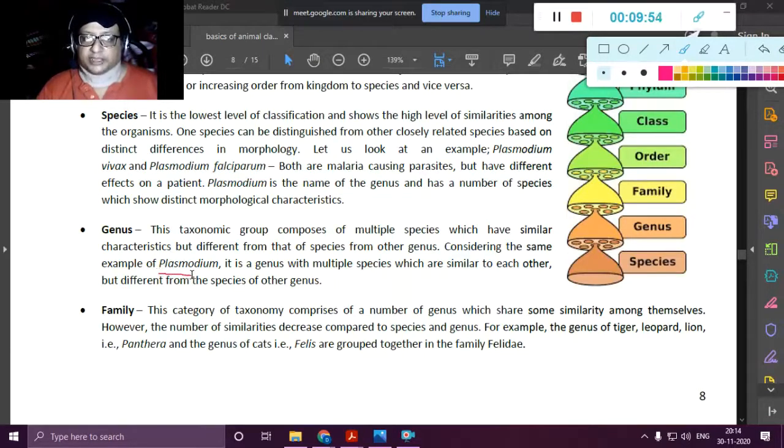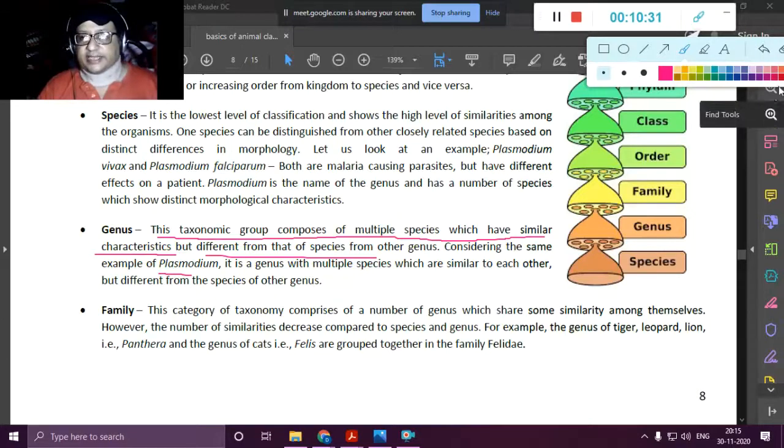So Plasmodium is the genus name. This taxonomic group comprises multiple species which have similar characteristics but are different from species of other genera. So above the species comes the genus. For example, dog and wolf. Wolf is Canis lupus and dog is Canis familiaris. But both have the same genus, so they belong to the same genus.